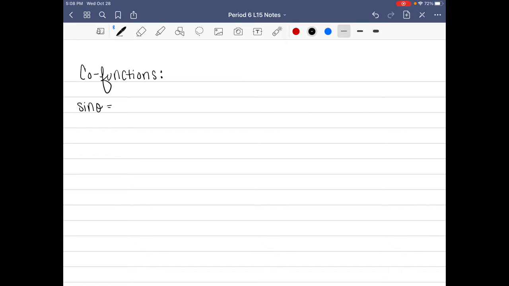So we say sine and cosine are co-functions of each other. And co-functions are equal when you have complementary angles. We talked about complementary angles being two angles that add up to 90 degrees. So the sine of an angle is equal to its co-function, the cosine of its complementary angle. And this definition also goes in the other direction, where we say cosine theta is equal to sine of the complement, 90 minus theta. So that was the first one.